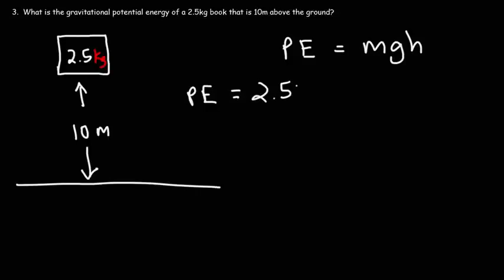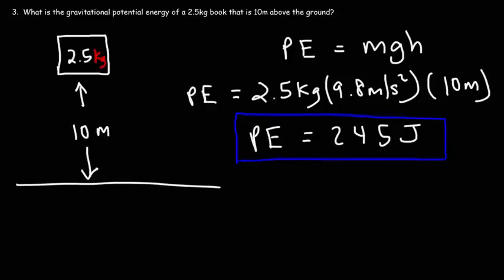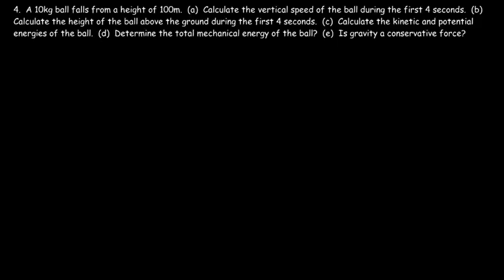So the mass is 2.5 kilograms. The gravitational acceleration is 9.8 meters per second squared. And the height is 10 meters. 2.5 times 9.8 times 10. So this is equal to 245 joules. So that's the gravitational potential energy of this book when it's 10 meters above the ground.